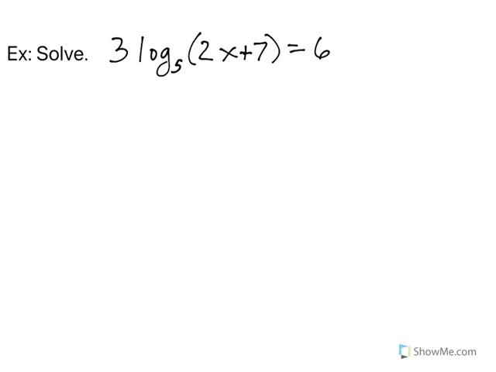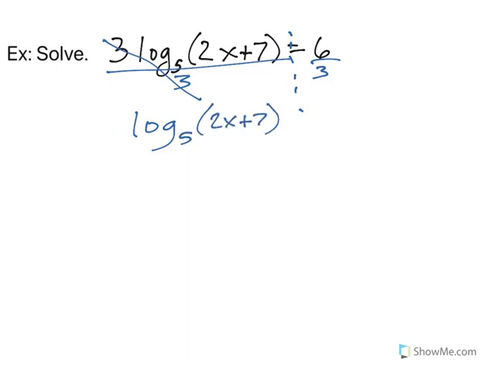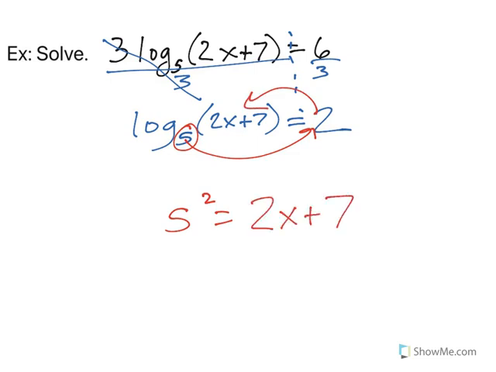Solve 3 log of 2x plus 7 base 5 equals 6. Okay, so again, we've got to divide by 3 to get the log isolated. So I have the log of 2x plus 7 base 5 equals 2. Change the logarithm to an exponential. I start with my base, raise it to the second power, equals the argument of 2x plus 7. Simplify. 5 squared is 25. So 25 equals 2x plus 7.